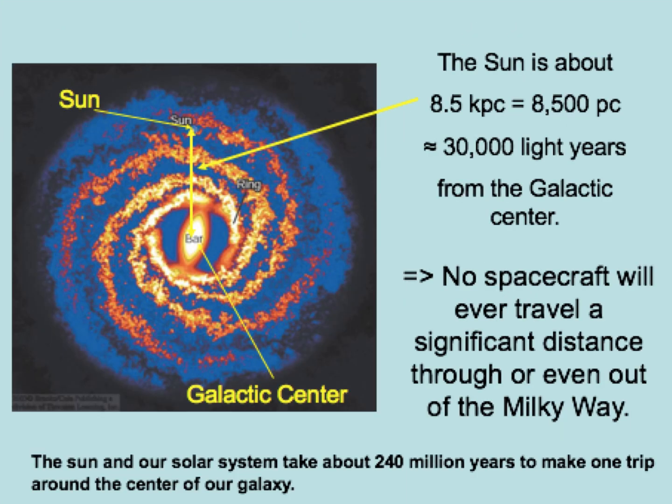The Sun is about 8,500 parsecs, or 30,000 light years, from the galactic center, and that's traveling at the speed of light. New Horizons, the fastest spacecraft launched, traveled at about 10 miles per second. To travel 30,000 light years, or 1.8 times 10 to the 17th power miles, the New Horizons spacecraft would take 570 million years to get there to snap a photo.